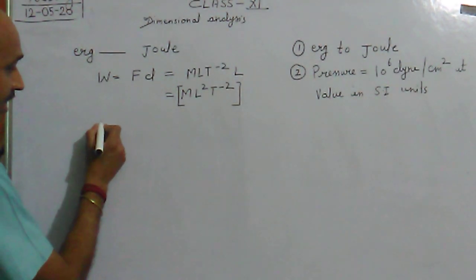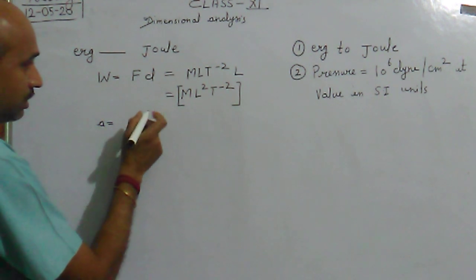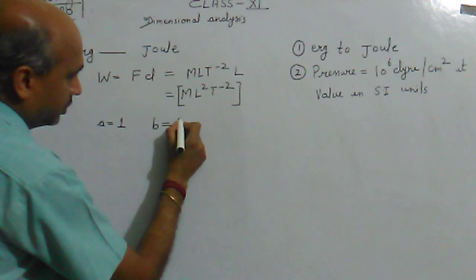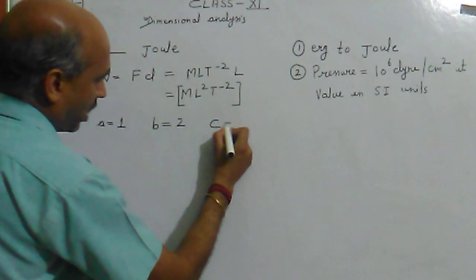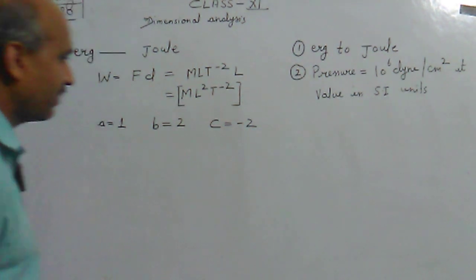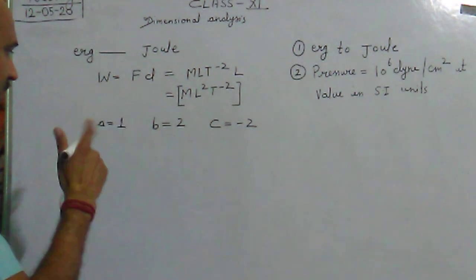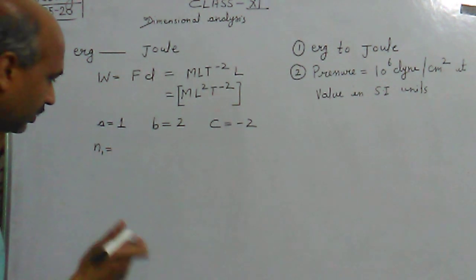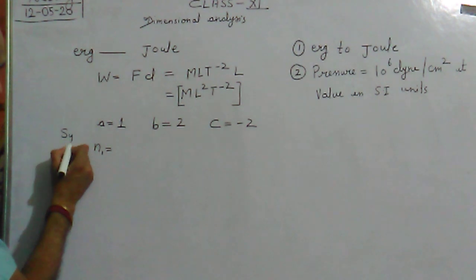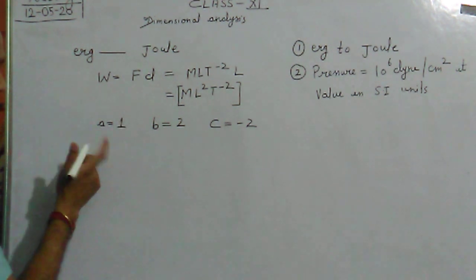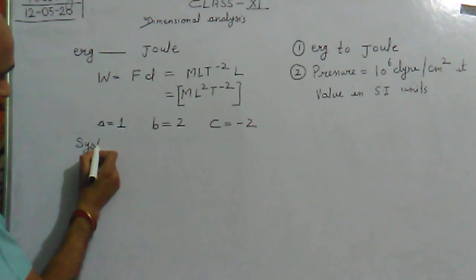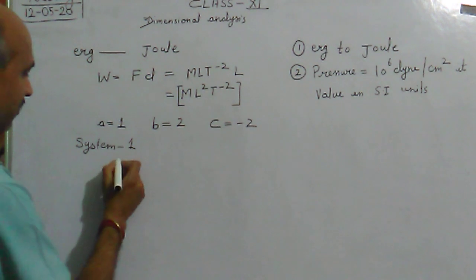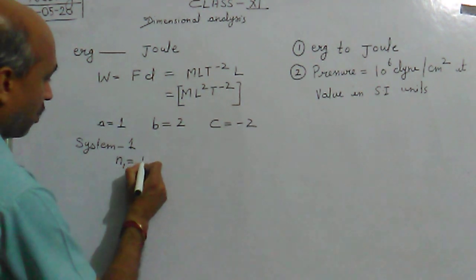It means that value of a equals to how much? Value of a equals to 1. Similarly, value of b equals to how much? 2. And value of c equals to how much? Minus 2. So these are the values which we are having. The value of n1 means that we are talking about system 1. System 1 के बारे में हम लोग बात कर रहे हैं. System 1 we are talking about, so that means the value of n1 equals to 1 only.